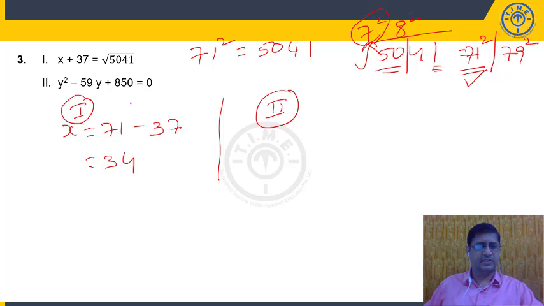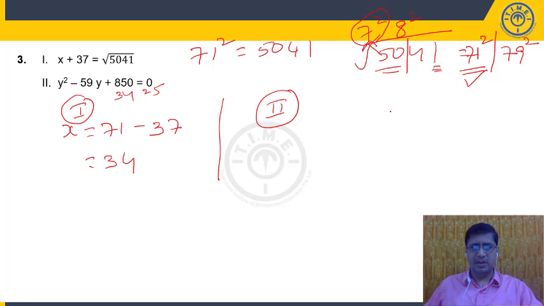What about the second equation? So here if you observe, y square minus 59y plus 850 is equal to 0. Now what are the factors here? What are the factors for this? What are the possibilities? Now simplify. Now we can write this as 34 and 25. 34 plus 25 is equal to 59 and 34 into 25 is equal to 850.